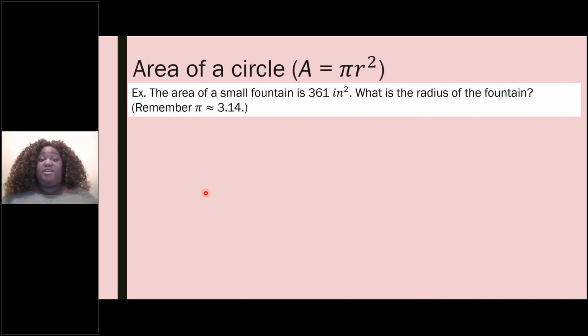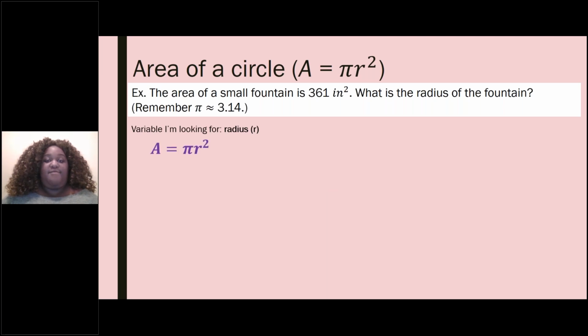So now we did circumference of a circle. So now let's do a problem with the area of a circle. So the area of a circle is equal to pi times r squared. So the area of a small fountain is 361 inches squared. What is the radius of the fountain? And then once again, remember that pi is about 3.14. So here, the variable we're trying to find is the radius. So it's our r.